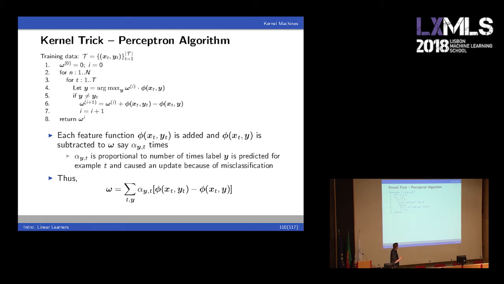And if we look at what's going on here, each time we incur an error, we are adding this feature representation and subtracting this feature representation. And we're doing that alpha sub y t times. So y t means for all examples where we make an error, for all instances of training data.